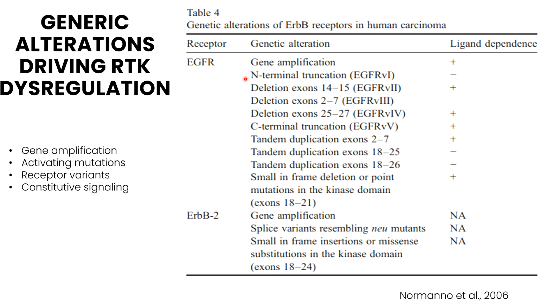This table also shows a list of truncations, deletions, and tandem duplications. Rather than increasing the number of receptors, these alterations change the receptor's structure. Structural changes can affect how the receptor functions, sometimes allowing it to remain active when it normally wouldn't. In other words, the receptor begins to send growth signals even in the absence of normal regulation.